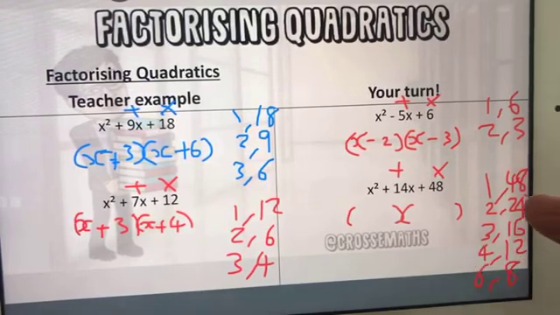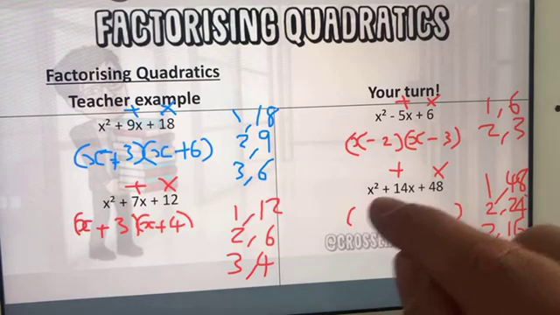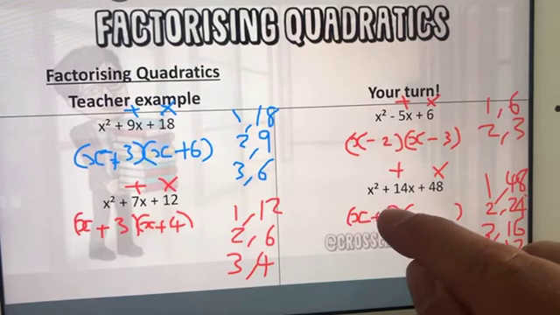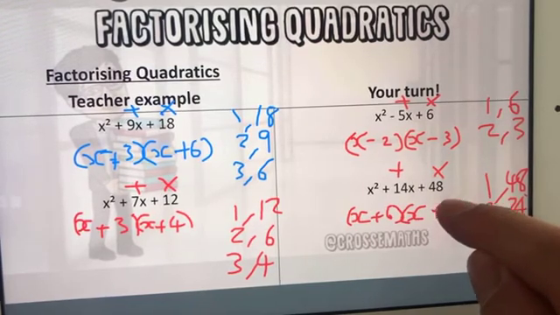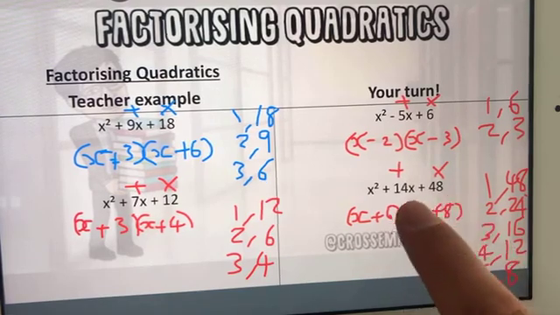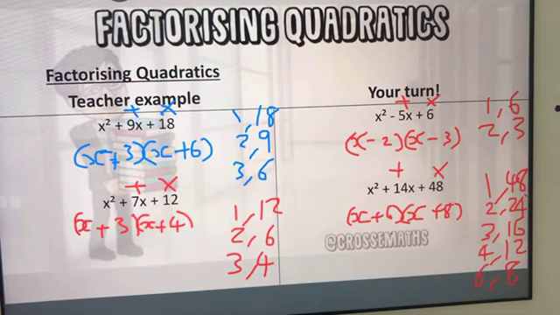Looking at that, which ones combine to make positive 14? I'm going to go with 6 and 8, so it's going to be x plus 6, x plus 8. And if you want to check your answer at the end, I know 6 times 8 is 48, and 6 add 8 makes positive 14. So mark your answers so far. That's all factorising is, factorising quadratics. It's not a difficult topic at all.